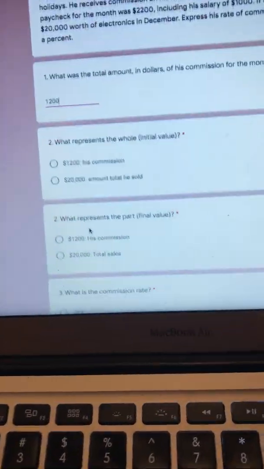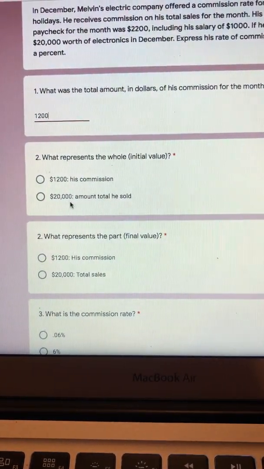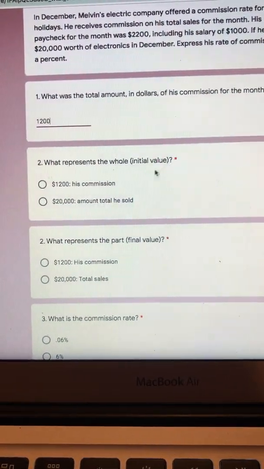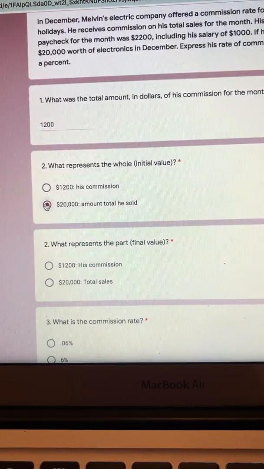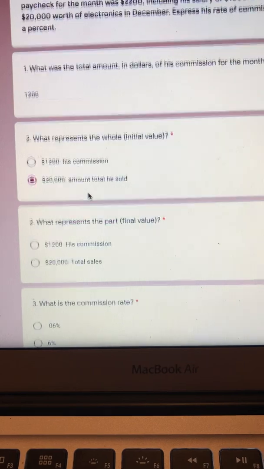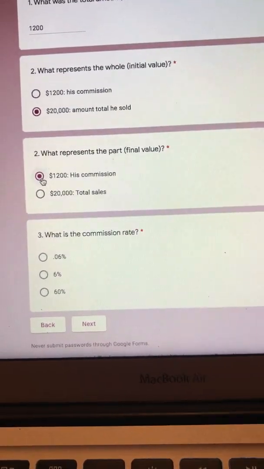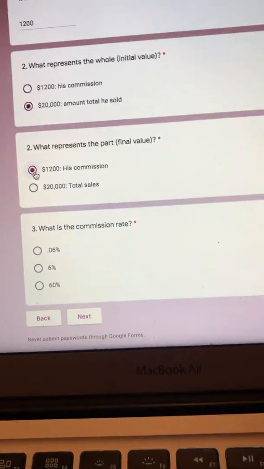Okay, now I'm gonna just swing back here so we make sure that we put in all of our answers. Here, what represents the whole? We said the whole is the total amount, the initial value, how much he sold that month, which is $20,000. What represents the part? That is his commission. That's how much he earns at the end.